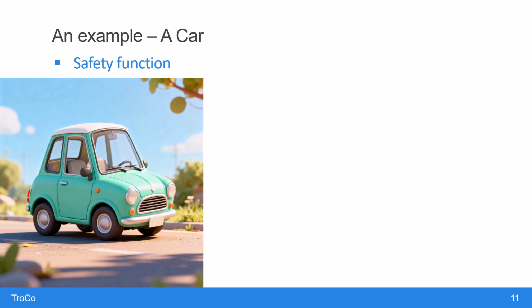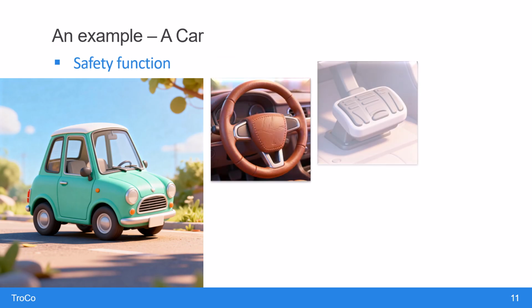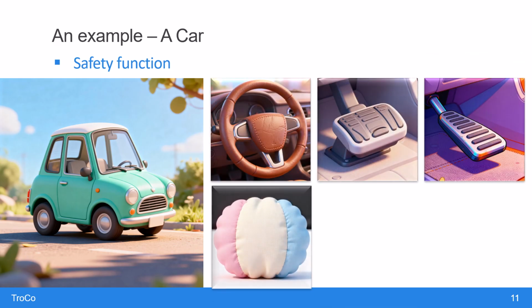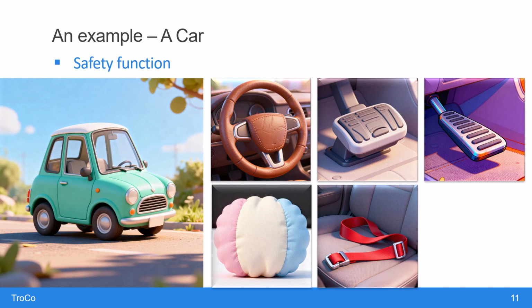Based on the definition of a safety function, a function of a machine whose failure can result in an immediate increase in risk, the steering system, the brake pedal, the gas pedal, the airbag, and the seat belt are all safety functions. But now, think about this for a moment. If you had to choose, would you drive a car without an airbag or a car without steering? The answer is clear. Steering is essential.